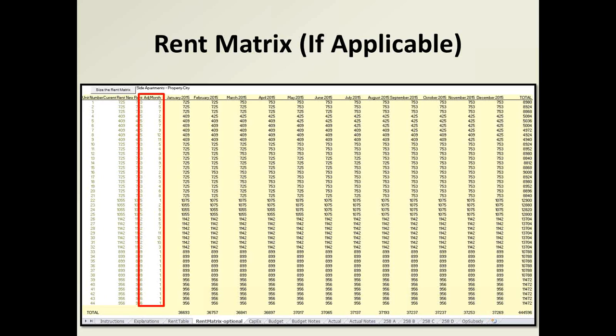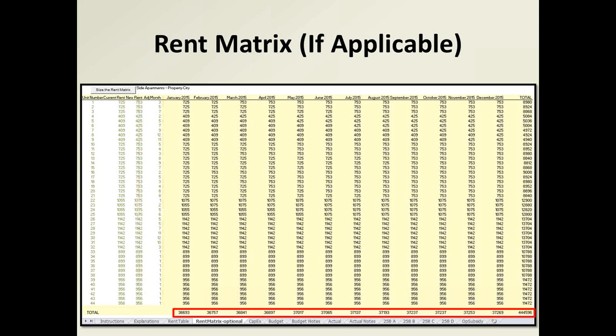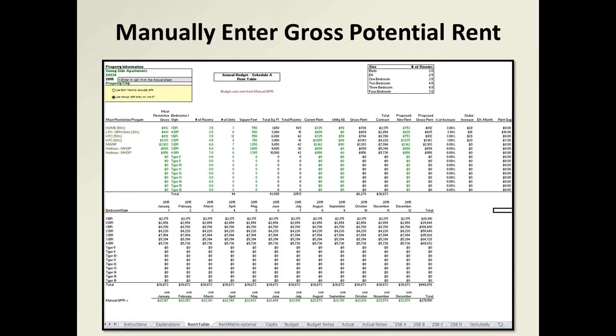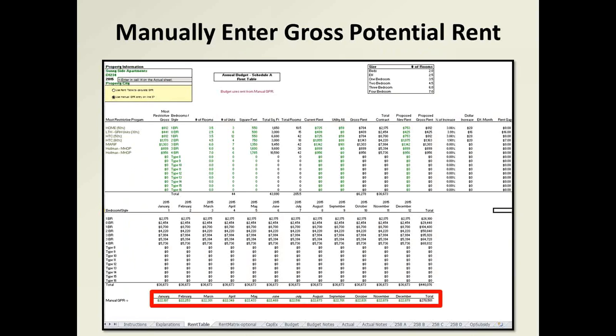This will populate the rest of the spreadsheet and will calculate your gross potential rent for each month in the calendar year. You will need to write each month's gross potential rent down on a separate piece of paper to record these numbers on the rent table later on. You would then manually enter those monthly gross potential rents at the bottom of the rent table. This will carry over to the Budget tab of the BudRep workbook. Just as a reminder, the Use Manual GPR entry on line 37 must be selected at the top of the rent table to carry over to the Budget tab.